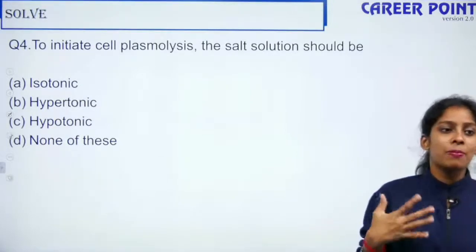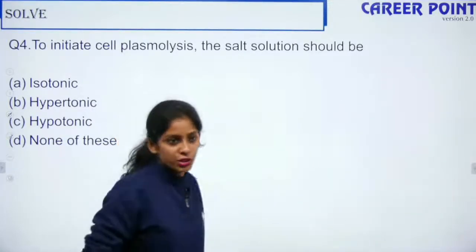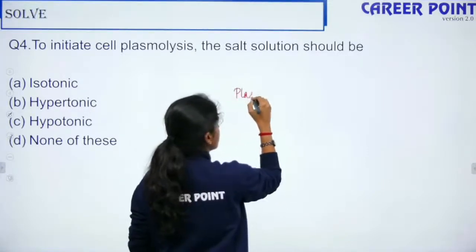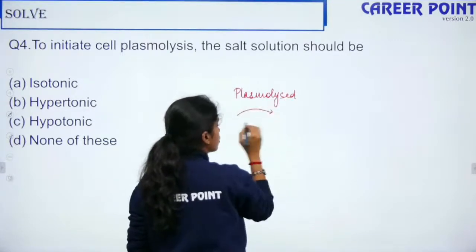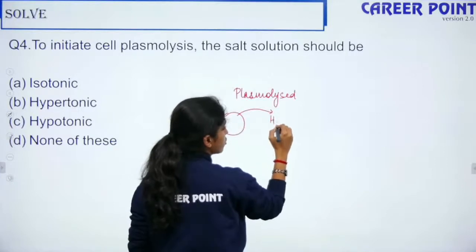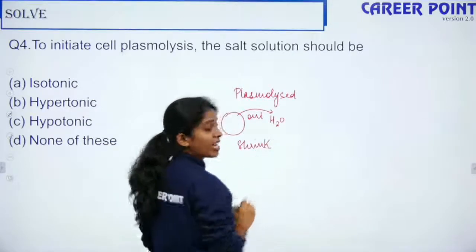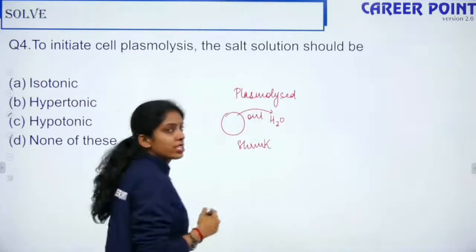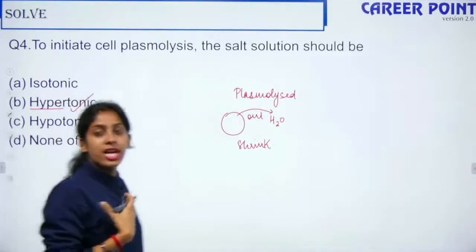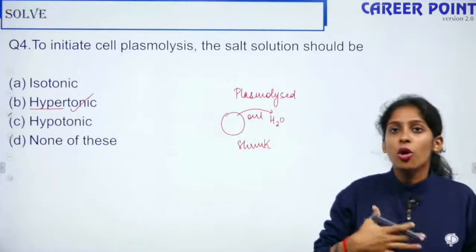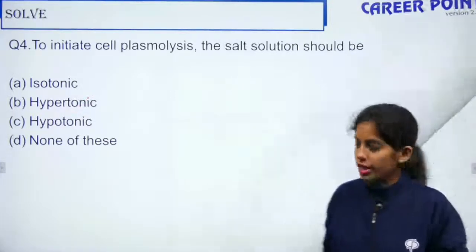To initiate cell plasmolysis, the salt solution should be, so when do you get a plasmolysed condition? You get a plasmolysed condition when water moves out of the cell. If this is my cell and water moves out of the cell, the cell shrinks, and that condition is called the plasmolysed condition. For a plasmolysed condition, the cell has to be placed in a hypertonic solution. Hypertonic solution means it has more salt concentration and less water. So water moves out of the cell into the surrounding medium. So here it should be hypertonic, right?